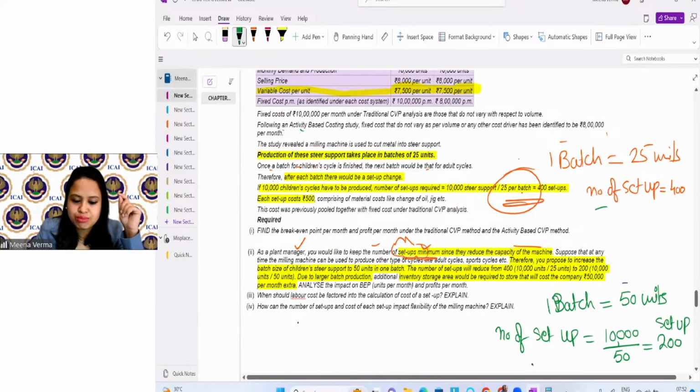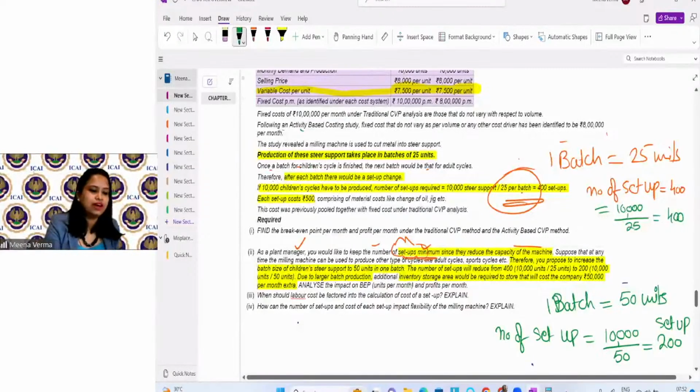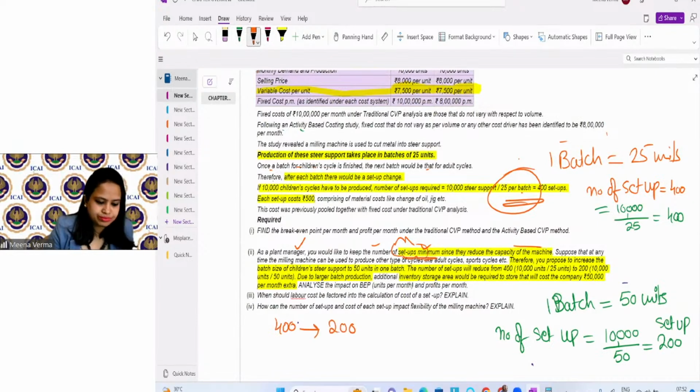Here, what was the number of setup? 10,000 divided by the number of units in one batch, 25 units. So the number of setups was 400. So you can see here, they have reduced the number of setups from 400 setups to 200 setups.